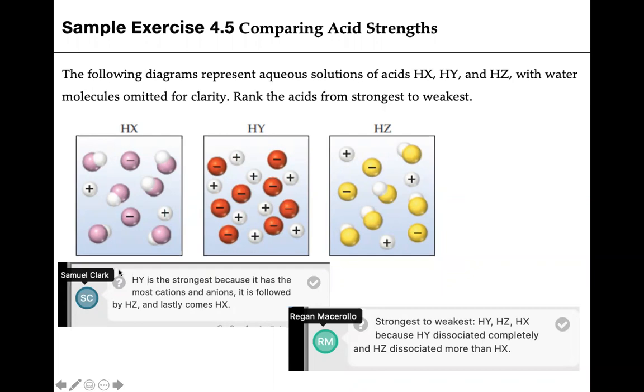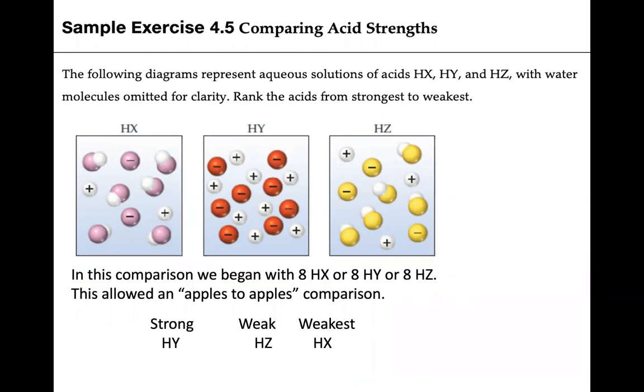Now, within Samuel's right here, same ranking says HY is the strongest because it has the most cations and anions, and it's followed by HZ and HX. I think that leads to the same result, but I want to point out something and be careful within this. In this comparison, the way the author set it up, I would say in each case, they began with 8 of the molecules, whether it was HX, HY, or HZ. I think in each case, they started with 8 of them.